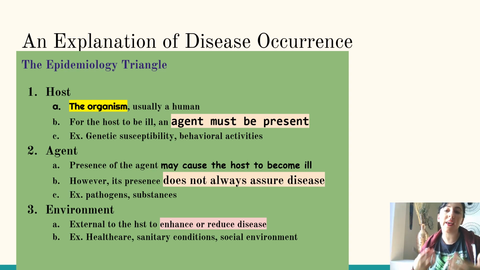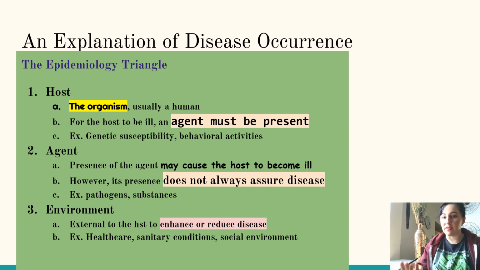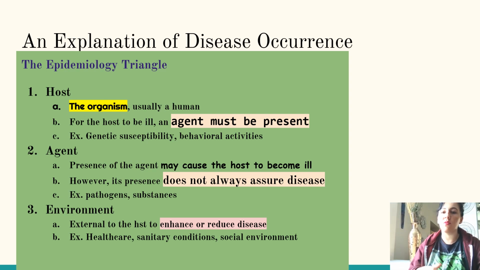So we can be asymptomatic, and we can pass on disease. Even though there's an agent present, a host might not get the disease. However, there must always be an agent present in the host for a disease to even happen. That's what I'm trying to say.